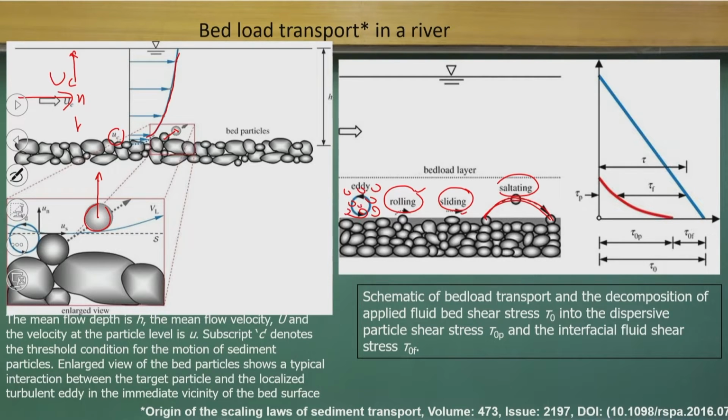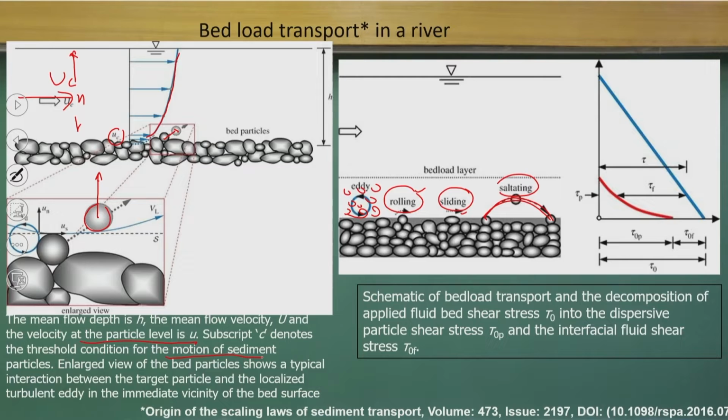Now, when you have channel flow, there is the bed, and near the bed level there will be a velocity, U_c, at which the threshold conditions of sediment motion start. Sediment motion will start.